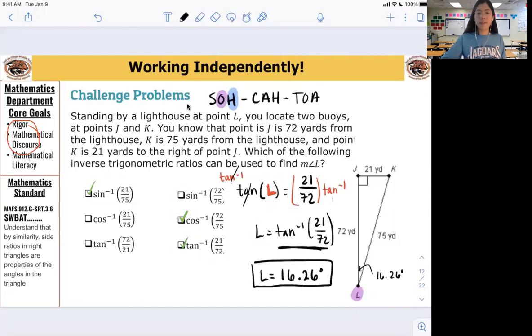So it's pretty cool because if you know the side lengths of a right triangle, you can always figure out how much each angle measures by using the inverse functions. Any questions on this whole problem? No. Okay, let's move right along.